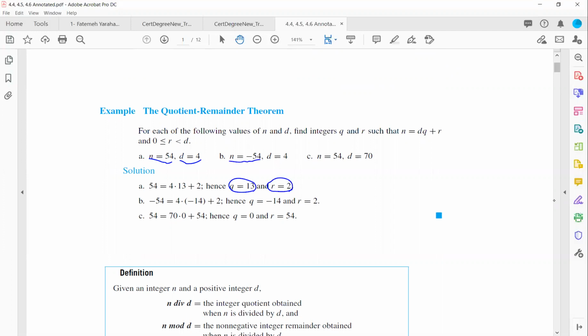Suppose n is equal to negative 54 and now d is just a positive number 4. Negative 54 can be written as 4 times negative 14 plus 2. Therefore, q is equal to negative 14 and r is equal to 2. Finally, suppose n is equal to 54 and d is 70. 54 can be written as 70 times 0 plus itself. So q is 0 and r, the remainder, is the same as n.